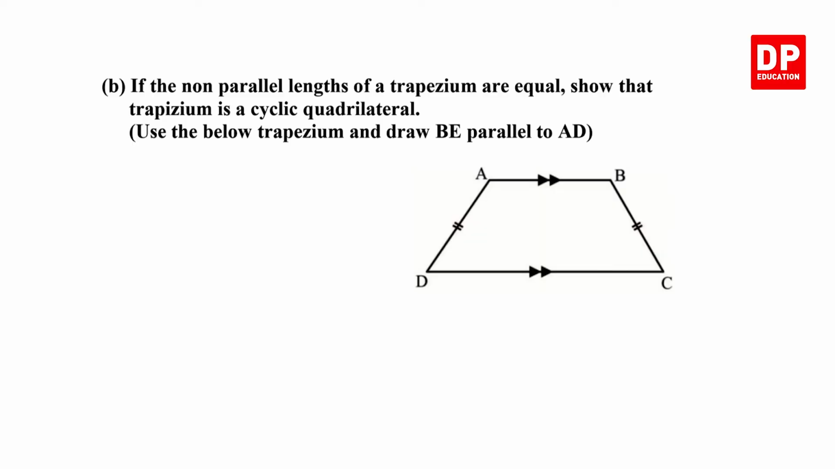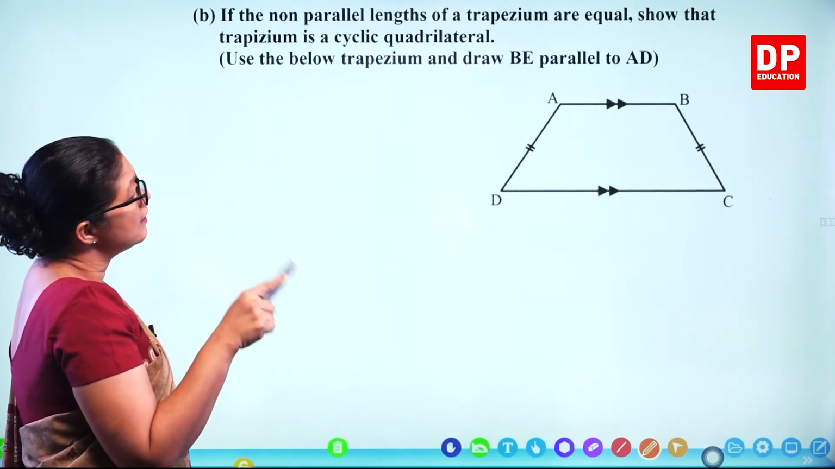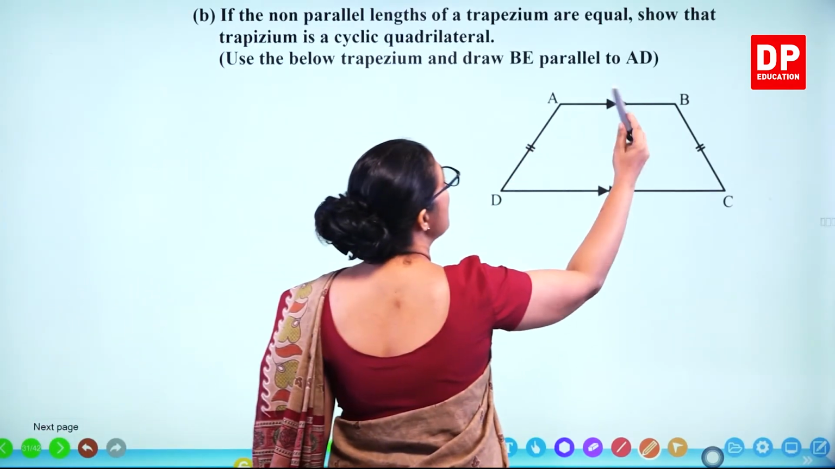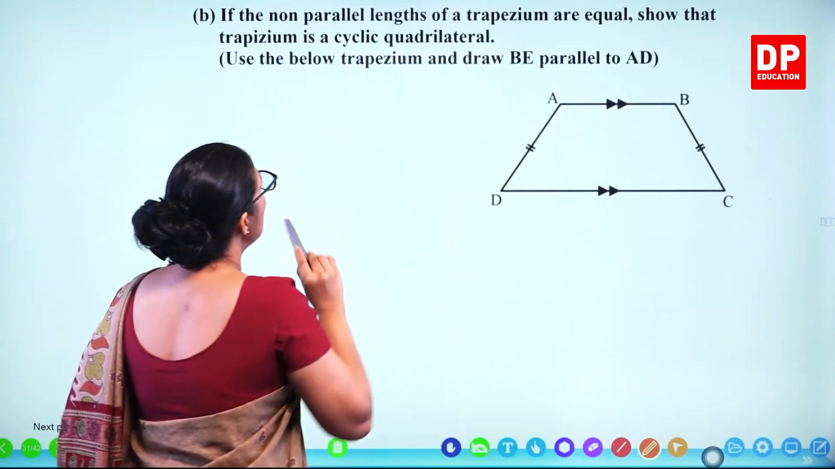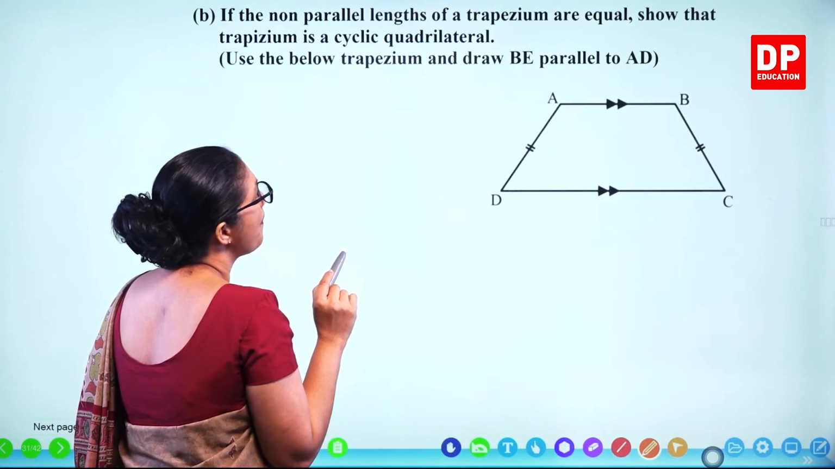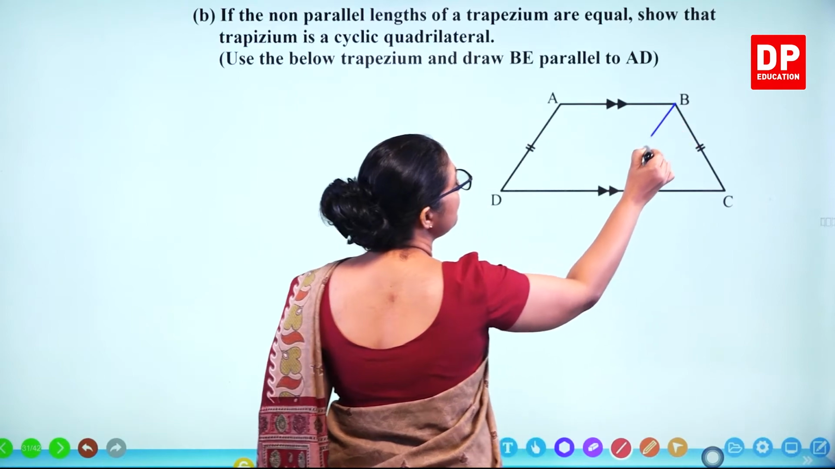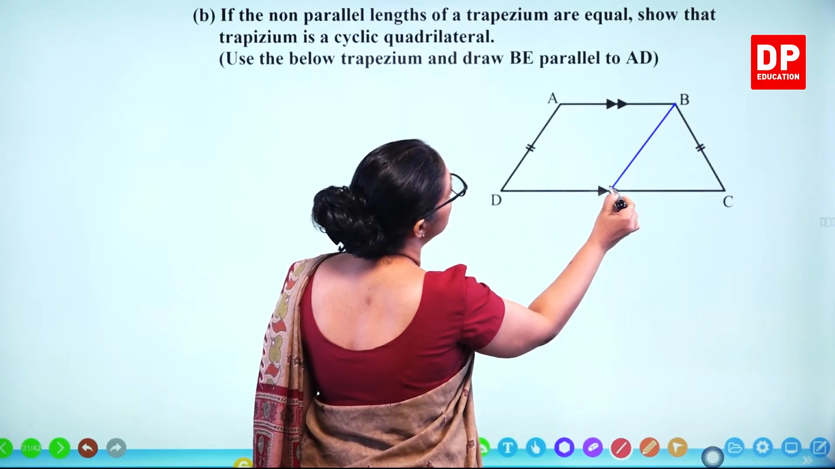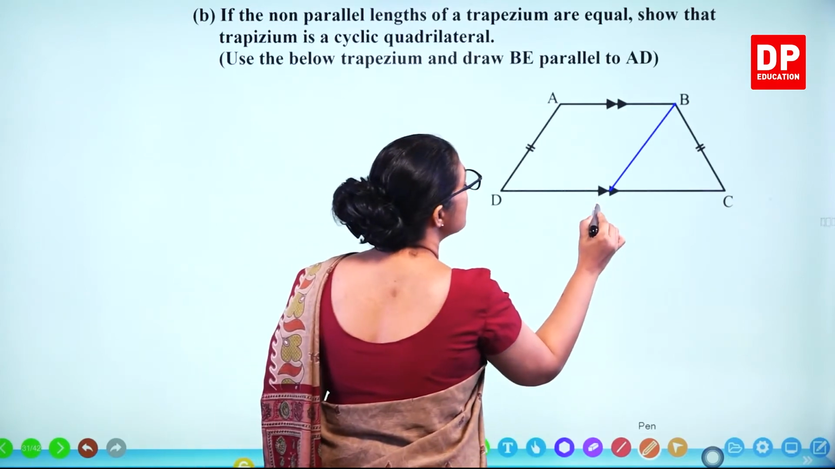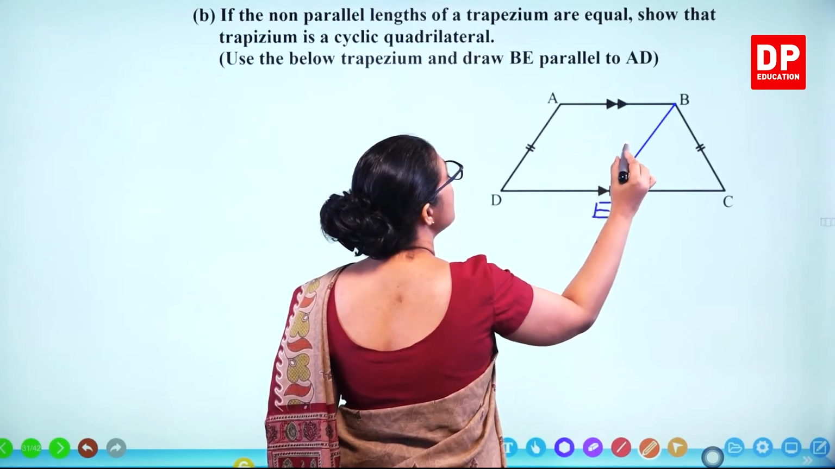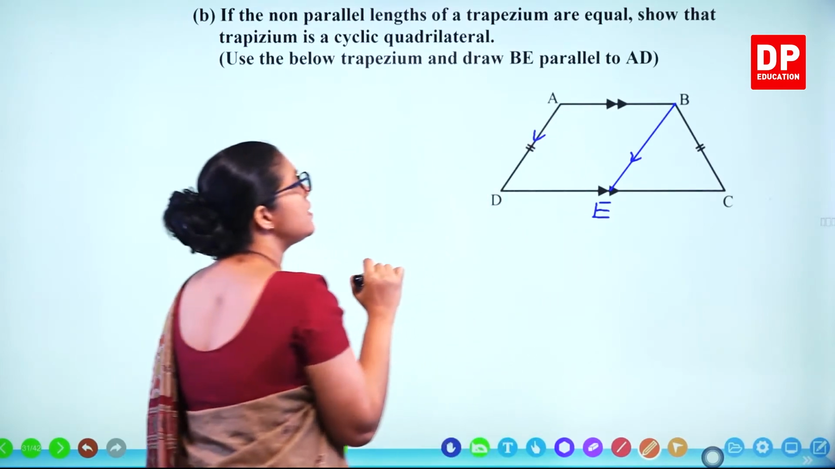Then the second part: if the non-parallel sides of a trapezium are equal, so these 2 are non-parallel sides, meaning these 2 are equal, show that the trapezium is a cyclic quadrilateral. These 2 sides are parallel. Use the trapezium below and draw BE parallel to AD. So we'll draw it and see. We'll draw a parallel line, that's BE. That's the hint given. So this line is parallel to AD.